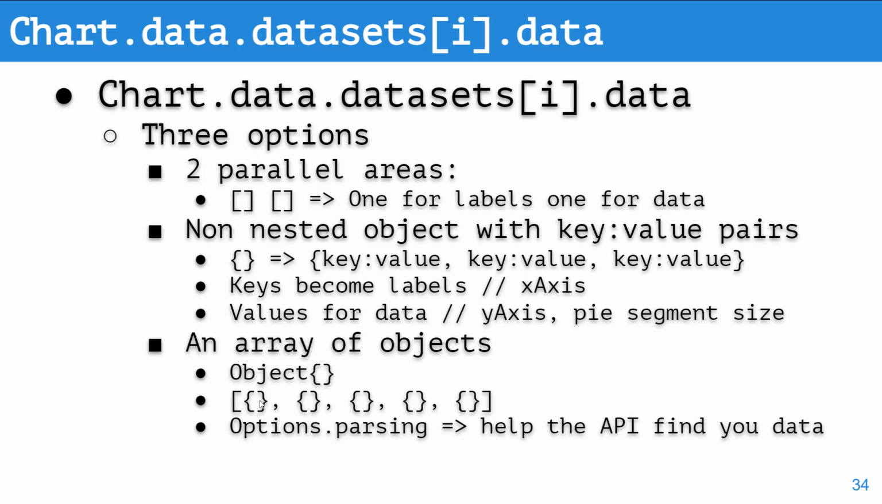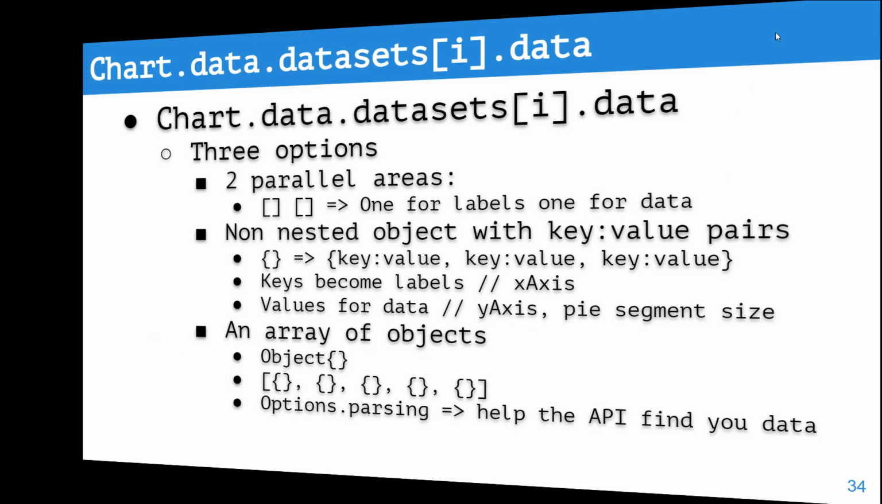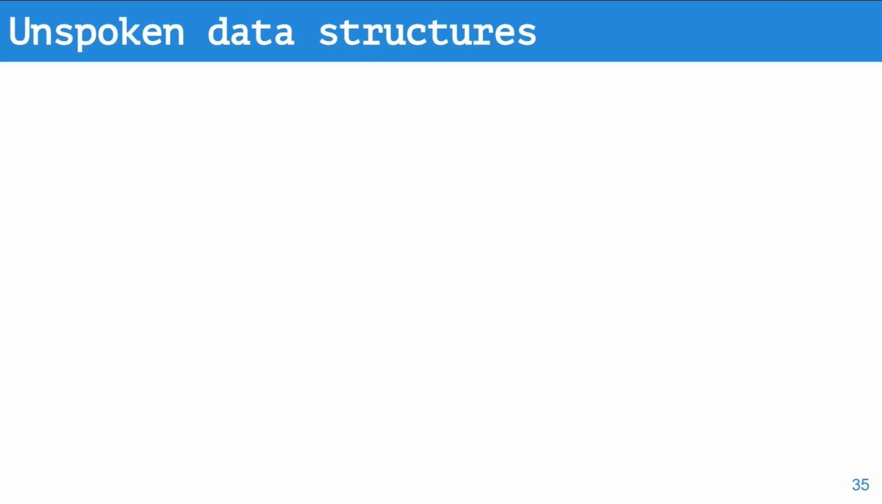right, which key value pair has my stuff for the X, which key value pair has my stuff for the Y, or which key value pair has my stuff for the pie, for the polar kind of concept. So, unspoken data structures, just so you know.